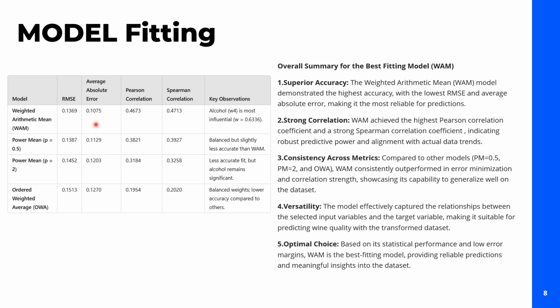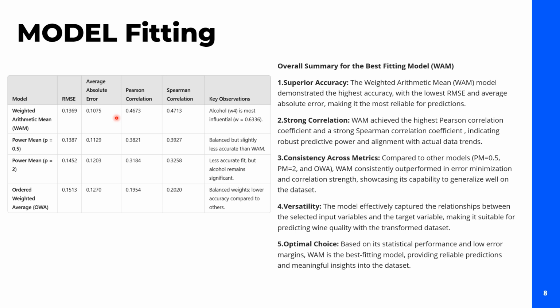This is making it most reliable for prediction based on the data sets and the transformations we applied. There's a stronger correlation as well, achieved with the highest Pearson correlation coefficient and a strong Spearman correlation coefficient. This is indicating robust predictive power in line with the actual data trends. There's a consistency across metrics: if you compare with the other models, WAM has consistently outperformed in error minimization and correlation strength. This showcases its capability to generalize well on the data sets.